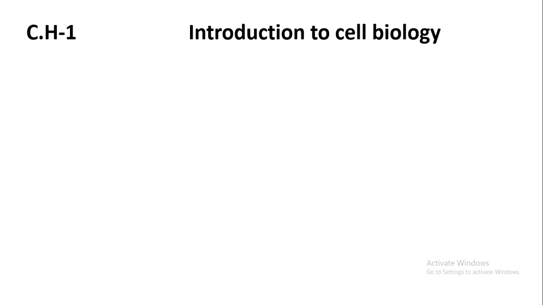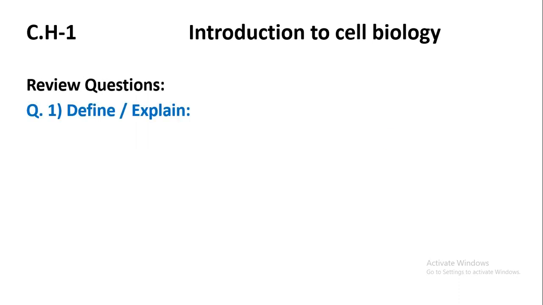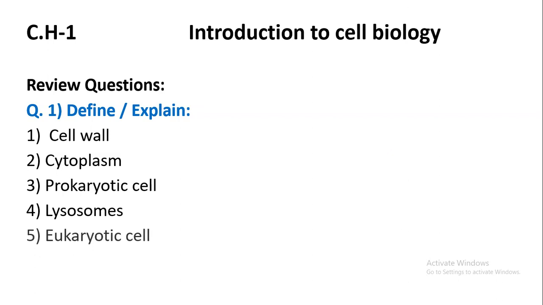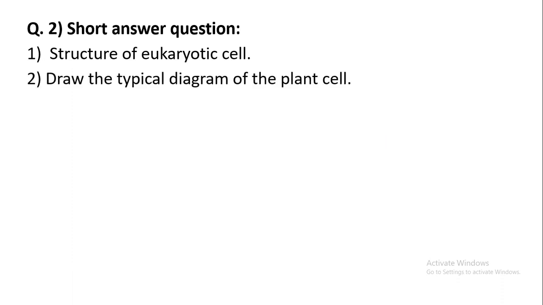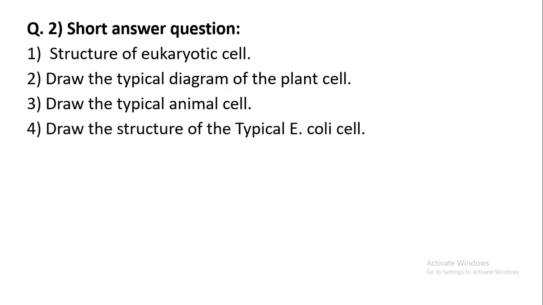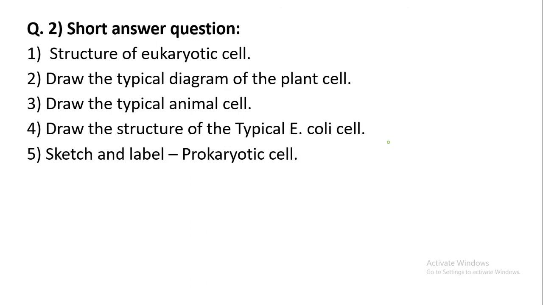So here we are going to discuss the chapter Introduction to Cell Biology questions. These are the questions which are asked about this chapter, like the definition, or you can say explain cell wall, cytoplasm, prokaryotic cell, lysosome, eukaryotic cell. And there are some short answers being asked, like what is the structure of eukaryotic cell, draw the typical diagram of plant cell, draw the typical animal cell, draw the structure of the typical E. coli cell, sketch and label prokaryotic cell, describe the structure of eukaryotic cell.